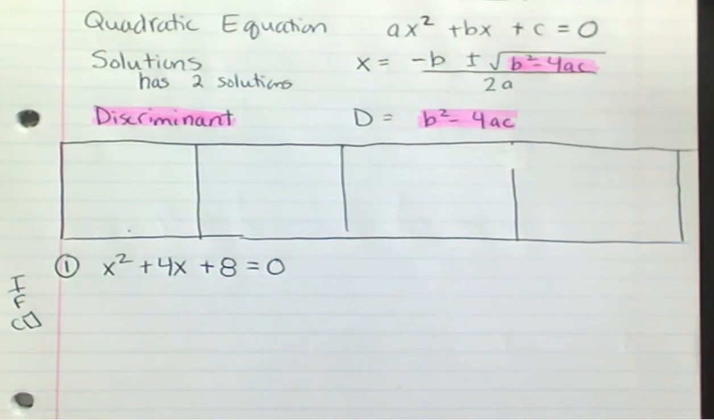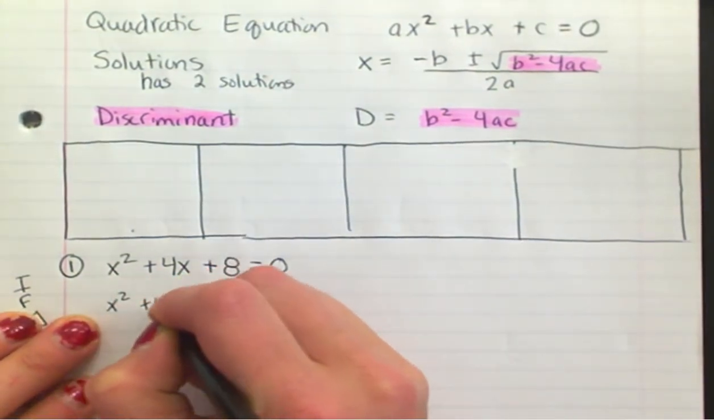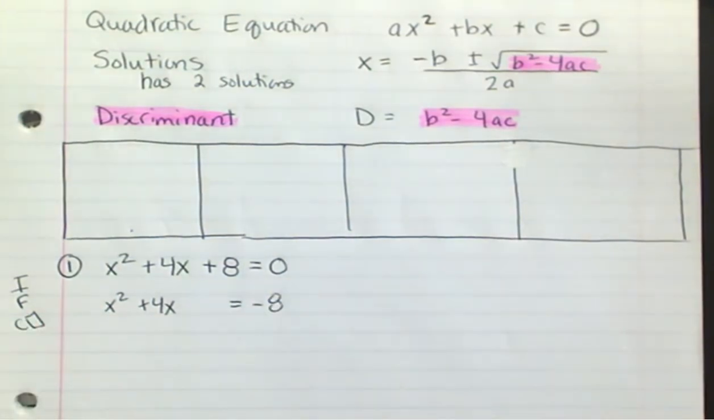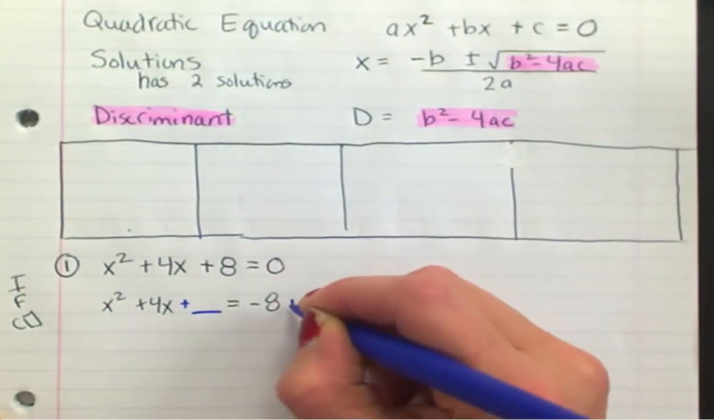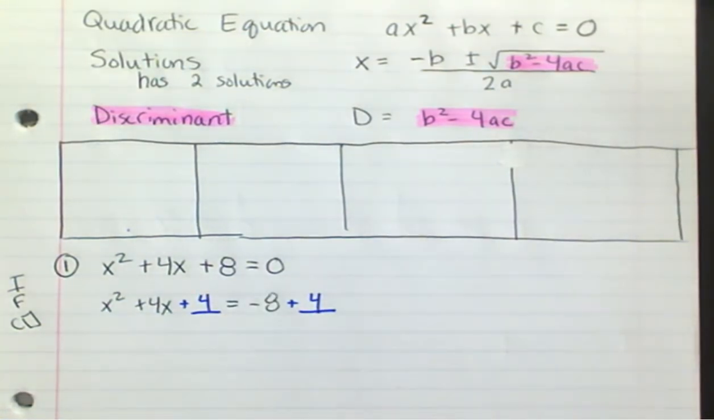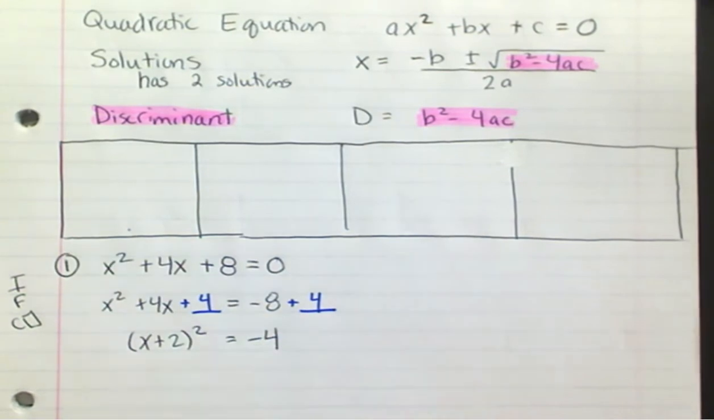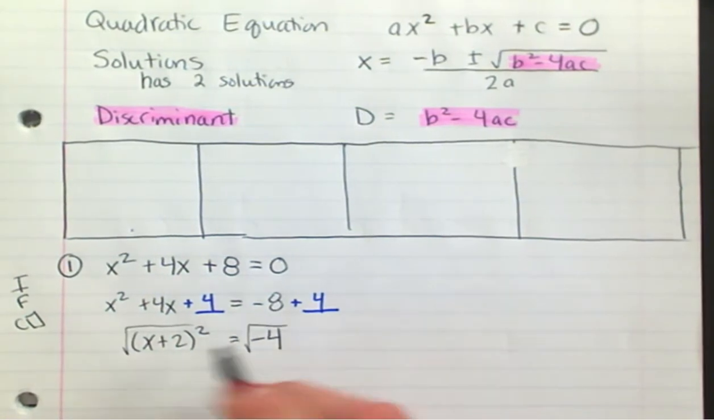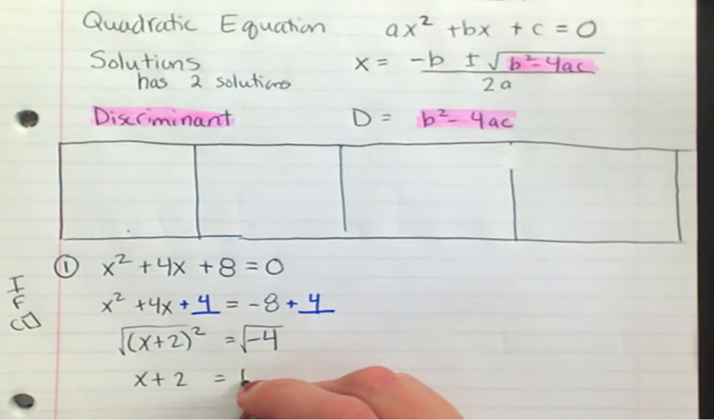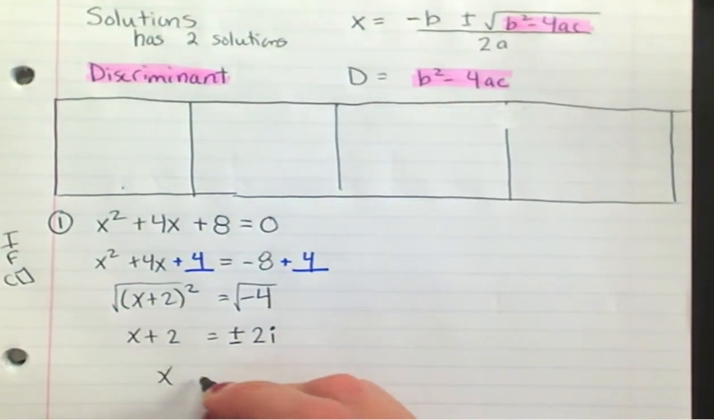Well, it's not isolate, and it's not factor. So let's complete the square. Okay. Set it up. Add your numbers. And keep going. We can do it. Okay, notice that my plus or minus goes in front of the radical portion. Okay, and then we subtract 2.